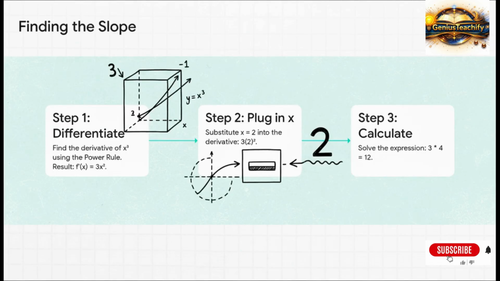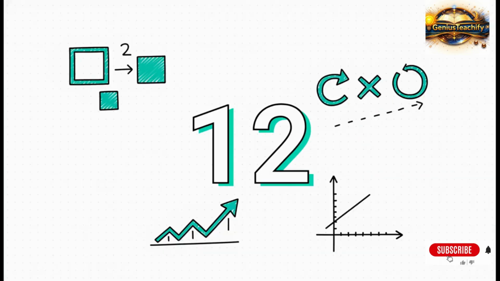And it's a really simple two-step solution. First, we need our slope-finding machine. So we find the derivative of x cubed. Using our good friend the power rule, that gives us 3x squared. Now that we have our tool, we can move to step 2. We just plug in our x value, which is 2, into that derivative. So we get 3 times 2 squared. And that gets us our answer. 2 squared is 4, times 3 is 12. The slope is exactly 12.